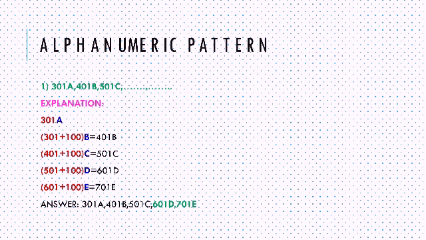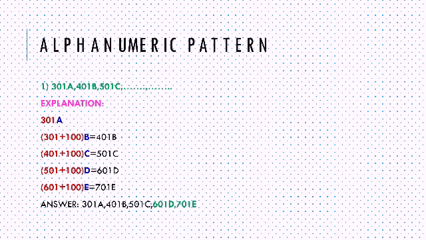It is given 300A, 301A, 401B, 501C. So it is very obvious after 301, 401 is coming. After 401, 501 is coming. And look at the alphabets, how they are changing. After A, B, after B, C. So the numbers are increasing by 100. 301 plus 100 gives 401. Now after 401, after A, what is the next alphabet that is coming?